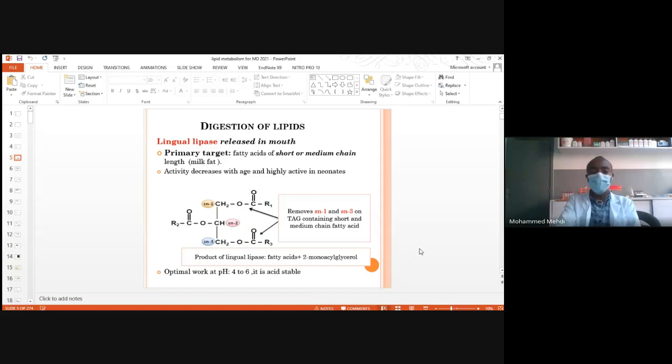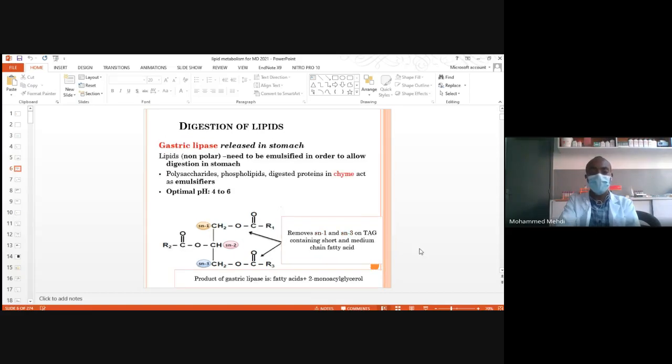After the mouth, there is digestion in the stomach. The food bolus reaches the stomach. In the stomach, we have another enzyme secreted from the chief cells of the stomach called gastric lipase. Gastric lipase is our second enzyme acting on triacylglycerol. It is similar to the first enzyme, lingual lipase. It acts only on short and medium chain fatty acids, removing them from milk fat.